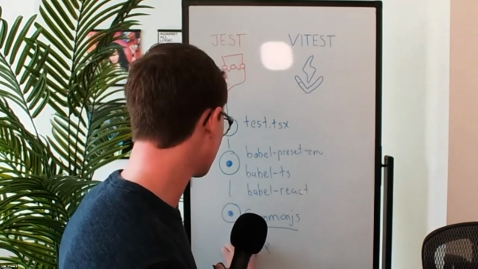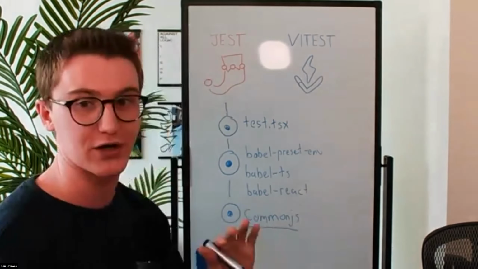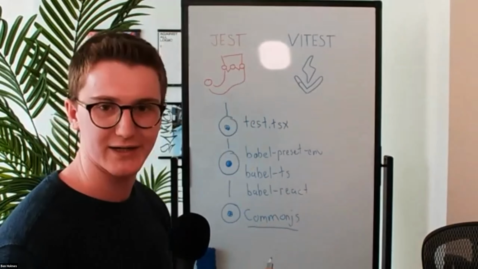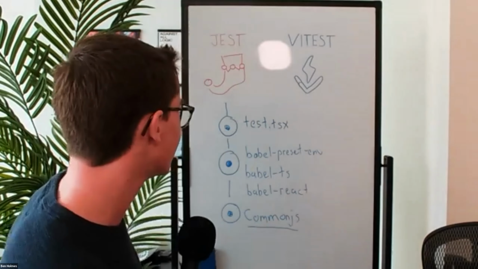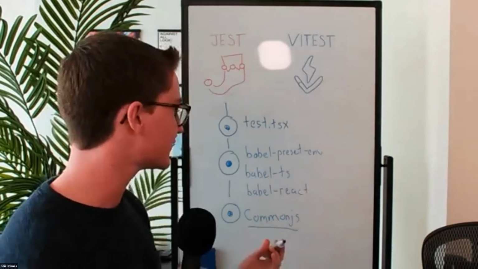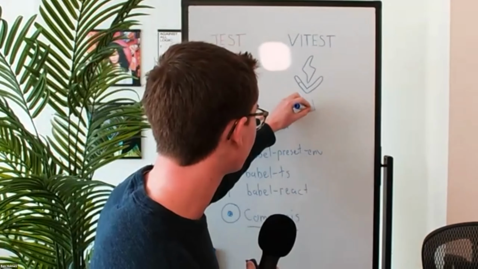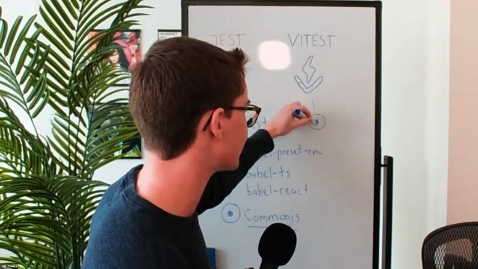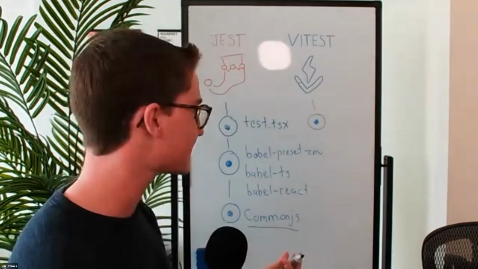So if you're using Jest with all of the recommendations in their docs today, you're probably going TSX file, bunch of Babel, get it to CommonJS, run my test. Now let's compare that process to Vitest. So in Vite, you would probably write a test file much the same way. You can use a TSX file, tell Vitest to process it.